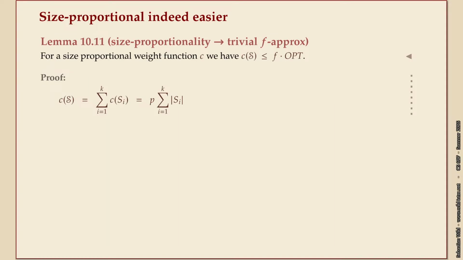Now it turns out if your costs are size proportional, something cute happens. If you take all of your sets, that's already an f approximation.